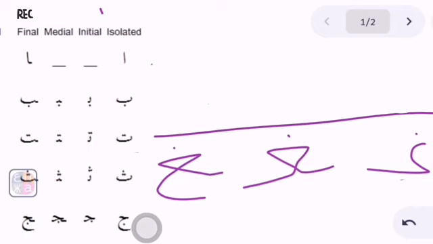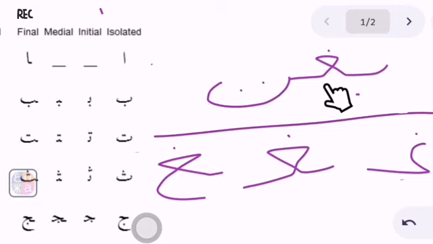Now let's identify the letters in what I'm going to write right now. Maybe we were told to identify the letters in this. So we should be able to identify that the first one here is ba, the one in the middle is ghain, and the last one is ta. We should be able to do this too.